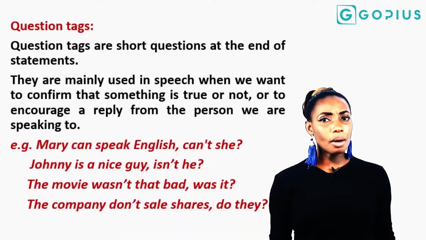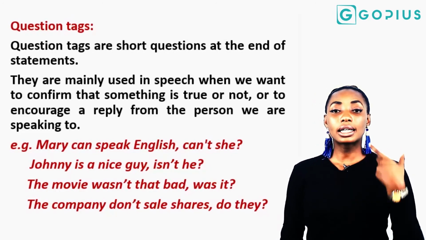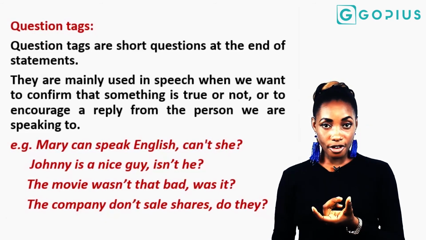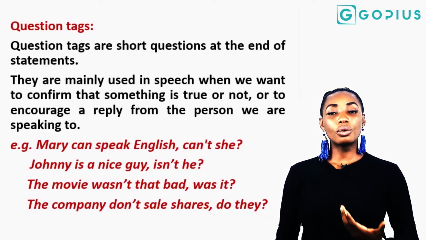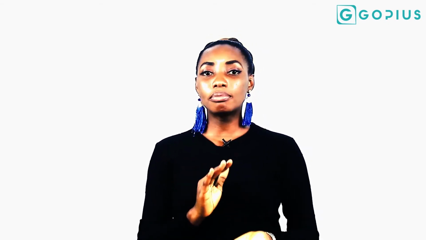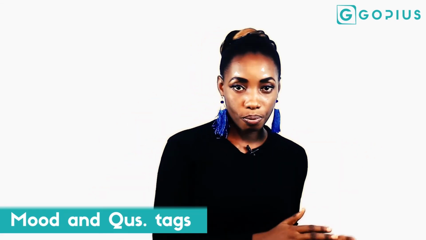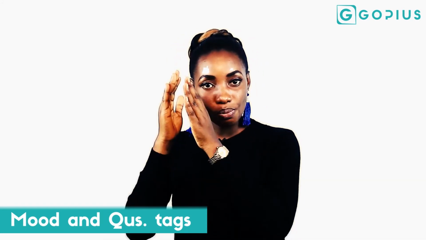So for the last example, the company don't sell shares, do they? The company is the noun. That's a noun phrase. Okay? Don't, negative verb. Don't sell shares. Negative auxiliary verb. So, the question tag had to be positive. Do they? We replace the company and put the pronoun they there. I'm taking my time to explain the question tag so that you know how to formulate it on your own. So, always remember negative statement, positive tag. Positive statement, negative tag. Then always replace the nouns with your equivalent pronouns.